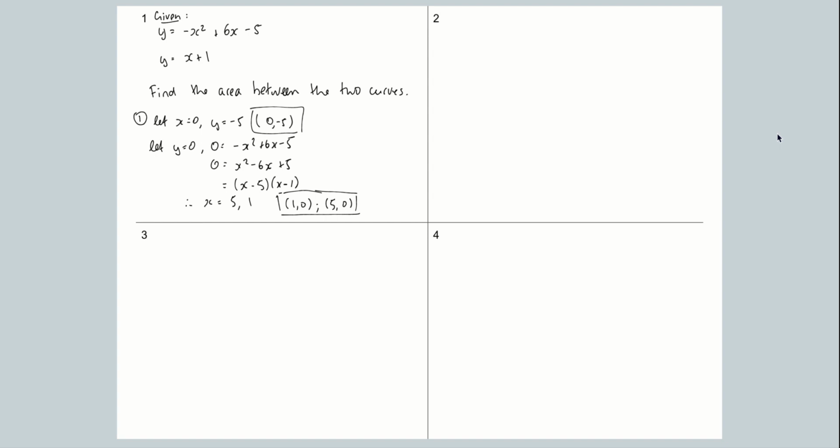This is really quick graphing here. For number 2, we have a straight line here, y equals x plus 1. So we can see that when x equals 0, y is equal to 1. So we have the y-intercept (0, 1). And when we let y equal 0, we have 0 equals x plus 1. So x equals -1 for the x-intercept. Okay, so that's okay.